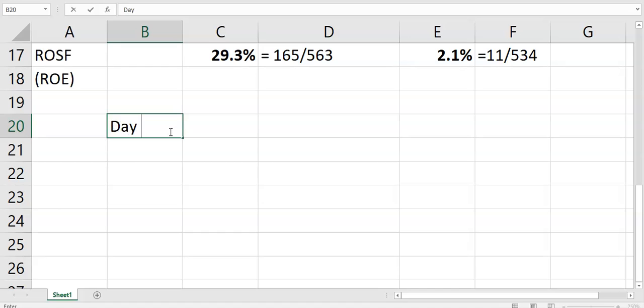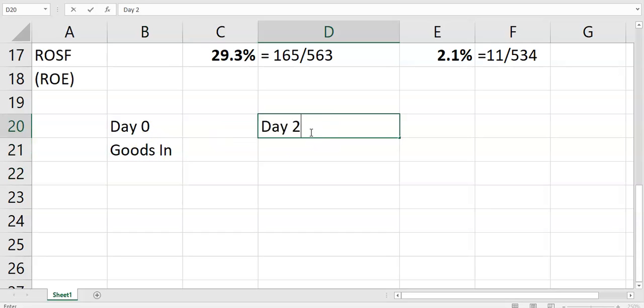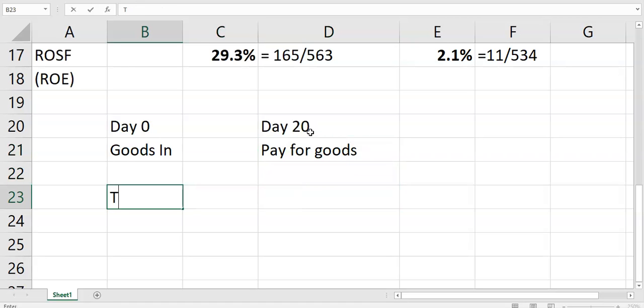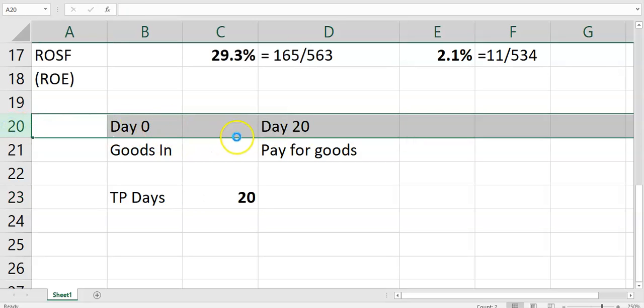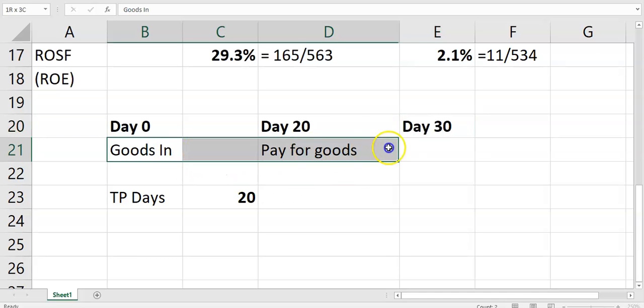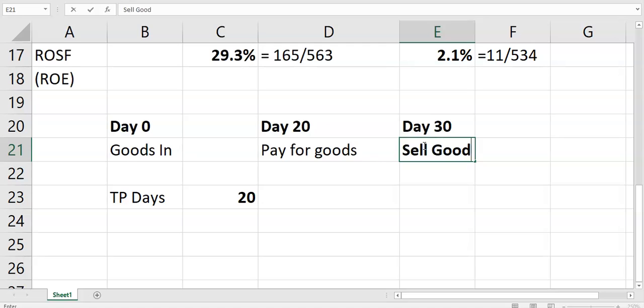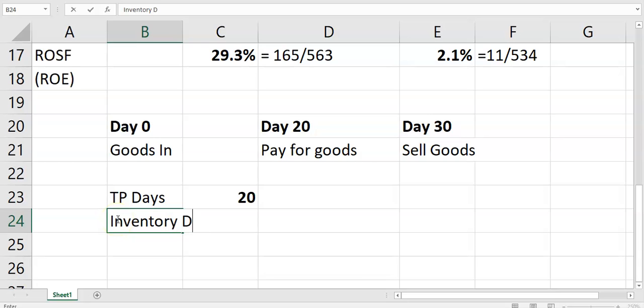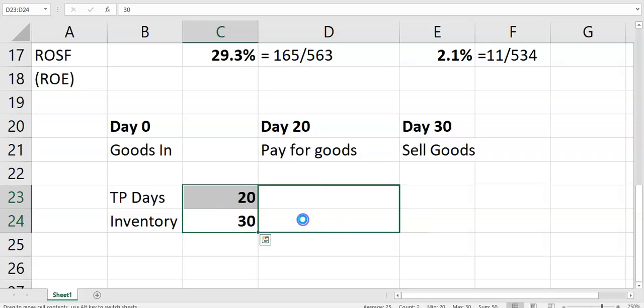So in day 0, for example, you get the goods in. Right? So you get goods in here. In day 20, you pay for the goods. So we call that your trade payable days. There are 20. That you're getting credit of 20 days from your suppliers. On day 30, so you've waited 30 days since you've bought the goods, you sell them. Sell goods. But you sell on credit. So your inventory days here are 30.